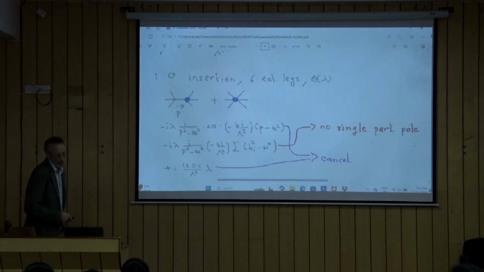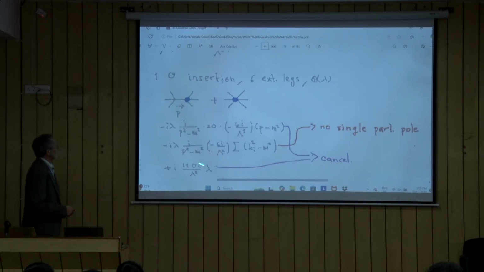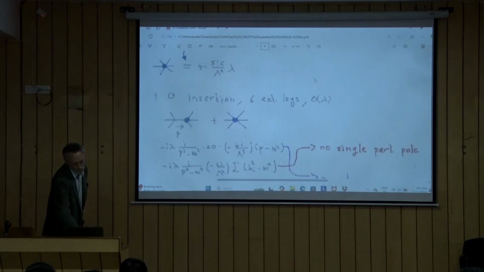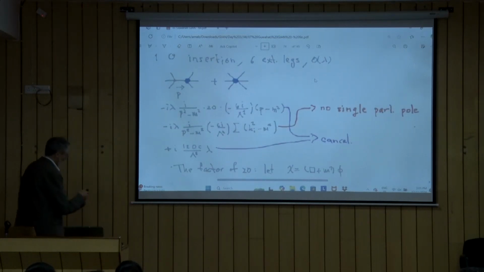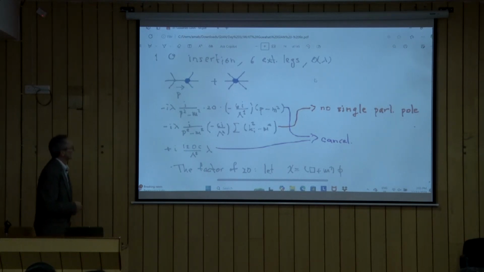And what do you have? This guy gives me this term here: i over 120 c over lambda squared. 120 is 5 factorial. So from this guy, I get this. From these guys, I get several terms.